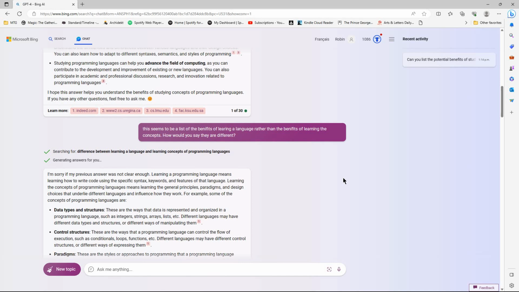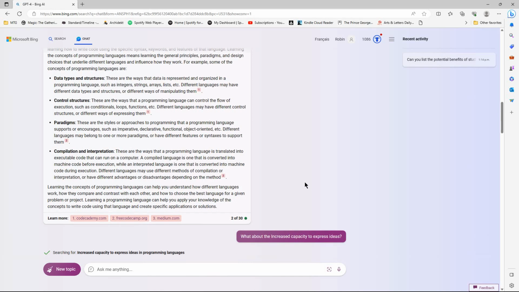Learning the concepts of programming languages means learning the general principles, paradigms and design choices that underlie different languages and influence how they work. For example, some of the concepts of programming languages are, and it goes on to list these, and we've seen this before when I've done episodes generally about programming languages. And then it goes on further.